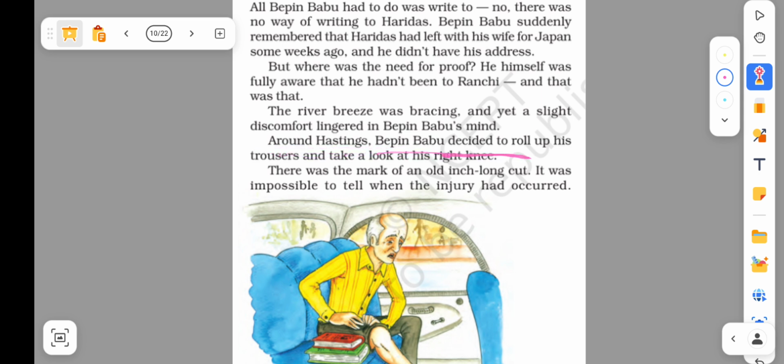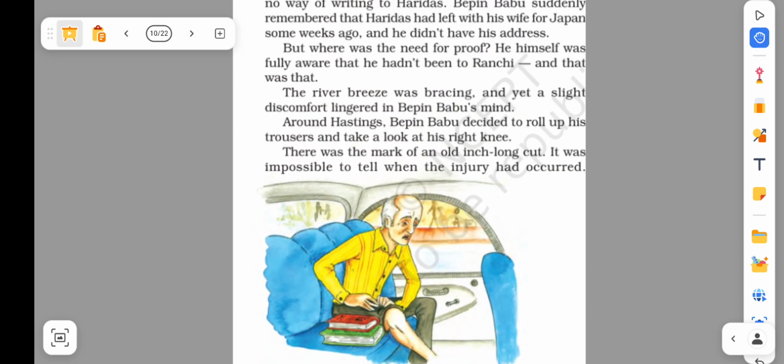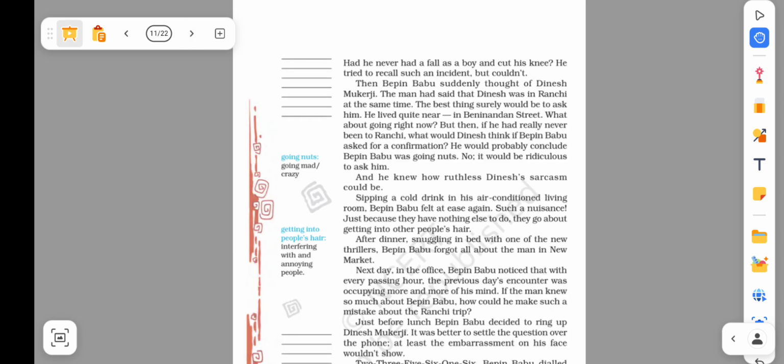Around Hastings, Bipin Babu decided to roll up his trousers and take a look at his right knee. There was the mark of an old inch-long cut. It was impossible to tell when the injury had occurred. So now he decided to see whether he had any kind of injury in his right knee or not. And surprisingly, it was there. It was very surprising for Bipin Babu because he didn't know where he had got that injury from, and that's why he was a little bit stressed, tense.